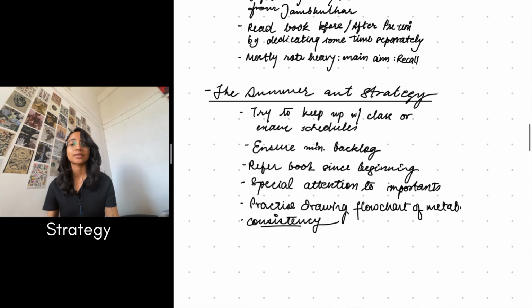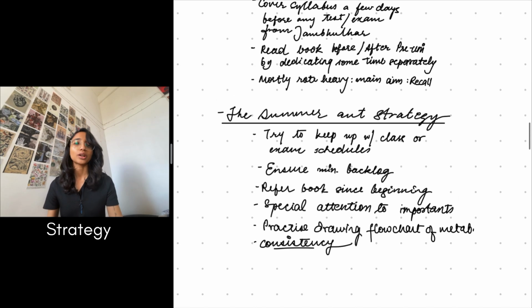Then we have the summer and strategy. The students who study a little bit throughout the year and then score well. So keep up with the class and the exam schedule. Make sure your syllabus is finished, whatever is coming in exam. Ensure there is not a lot of backlog, and start reading the book from the beginning. As your professor is teaching you, go back to your hostel or your room, whatever. Read the book, read that topic, and pay special attention to the important topics because those usually show up in your exams. Make sure you practice drawing the flowcharts again, the same as the lazy man strategy, and you have to be consistent.